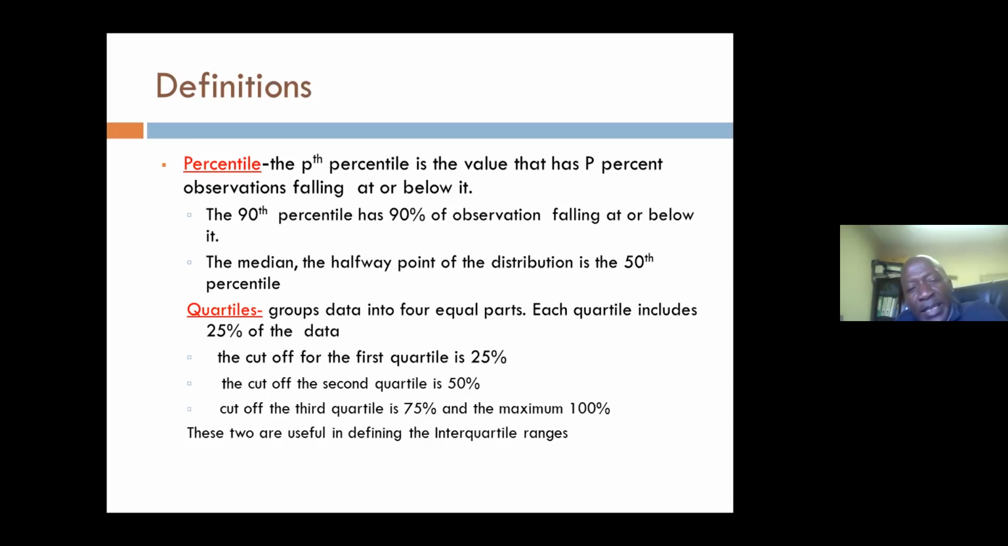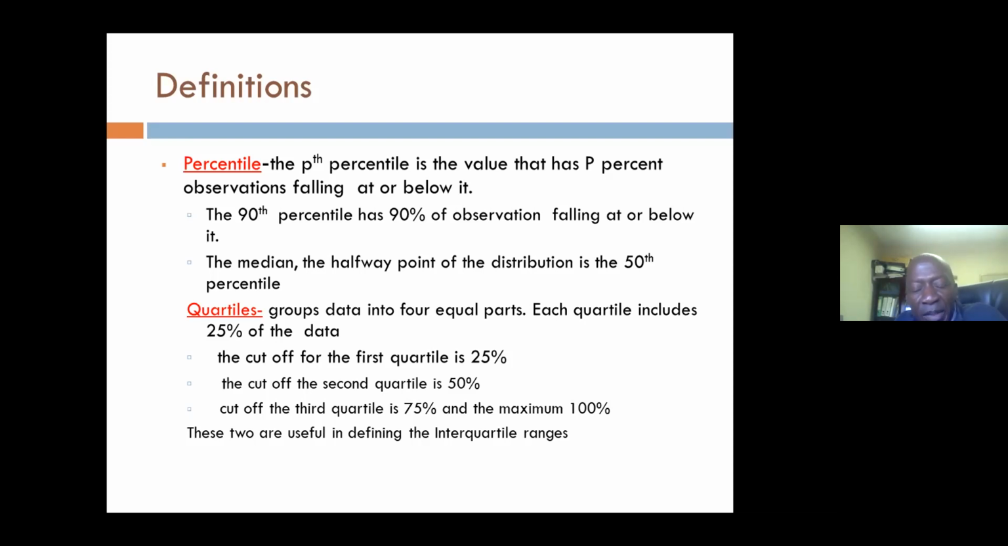The median is the middle value in a given data set that has been arranged in order of size. So the median is also the 50th percentile in a given data set. Besides percentiles that divide a given data set into parts, we also have quartiles, and quartiles divide a given data set into 4 equal parts.